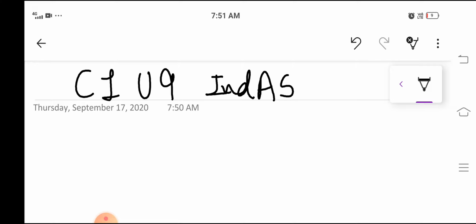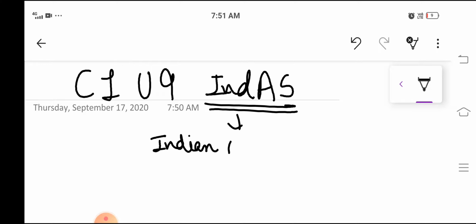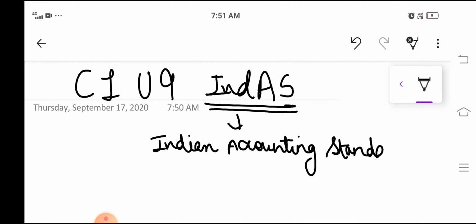Okay, we will talk everything about this. What do you mean by IndAS? That means Indian Accounting Standards, right? Okay. Why has this been issued?